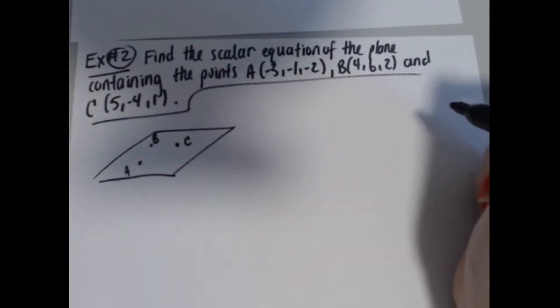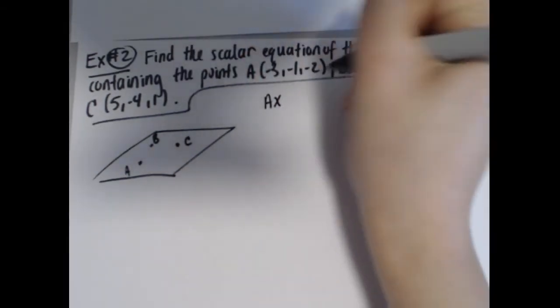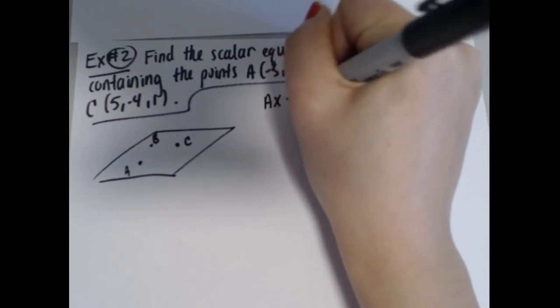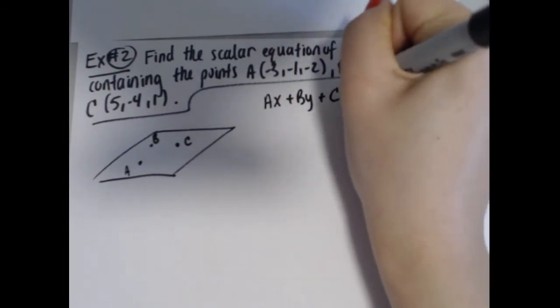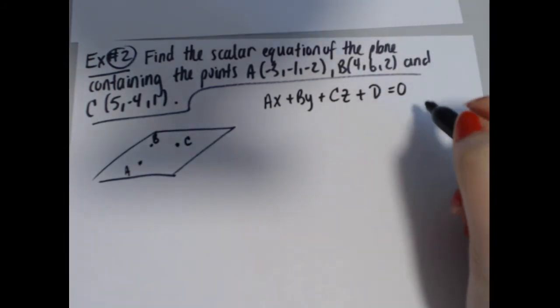All right. In order to find the scalar equation of the plane, let's just state what it looks like. I know that the scalar equation of the plane should look something like this: Ax plus By plus Cz plus D is equal to 0. Now, there's a couple things I know here.